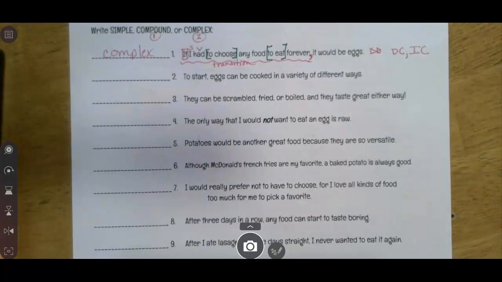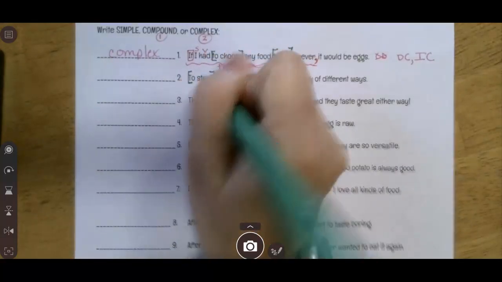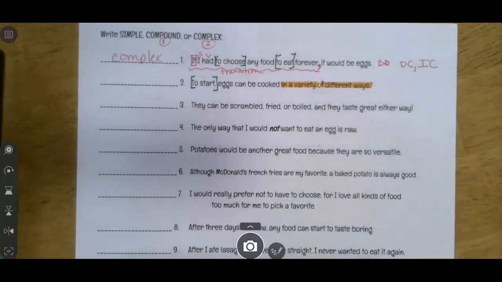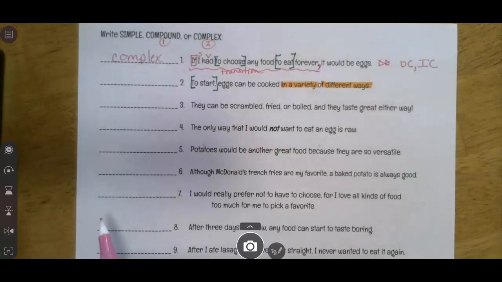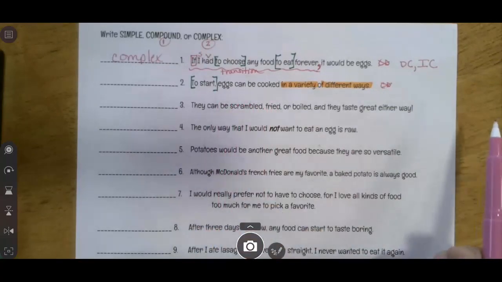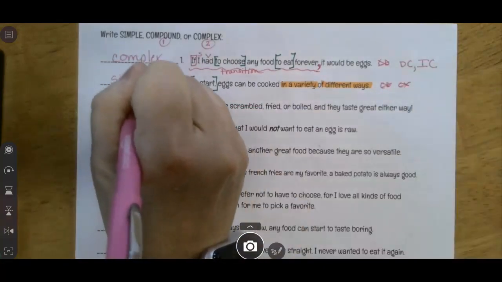Number 2, I would try it on your own and then come back and check your answer. To start, eggs can be cooked in a variety of different ways. So I see an infinitive here, and then I see 2 prepositional phrases, in a variety and of different ways. So my first thing I would do is look for a compound sentence. I see a comma here, but no coordinating conjunction, so I know it's not compound. Now looking at what's left, eggs can be cooked. I'm going to see, is there a subordinating conjunction? And there is not. So this sentence has to be simple.